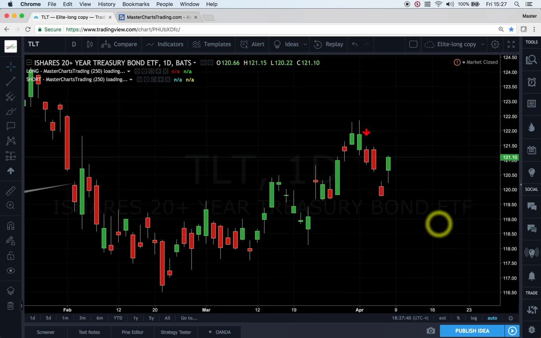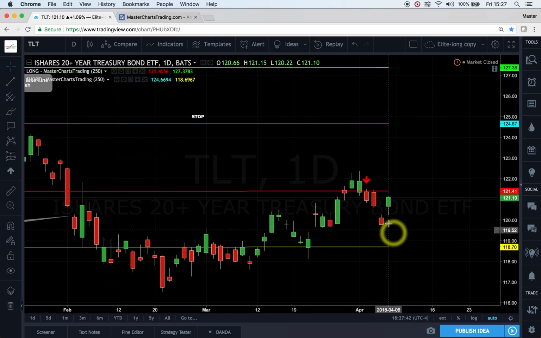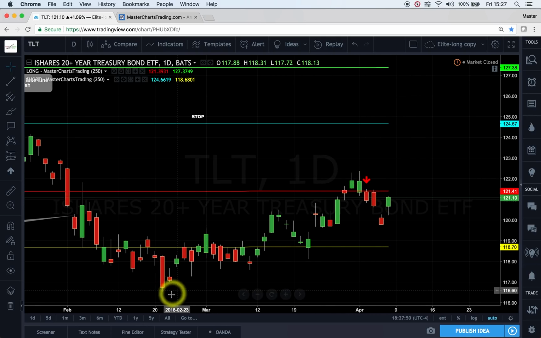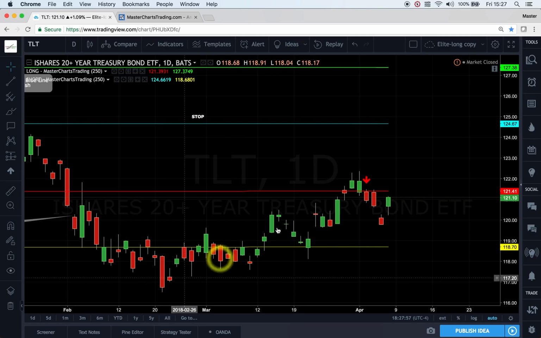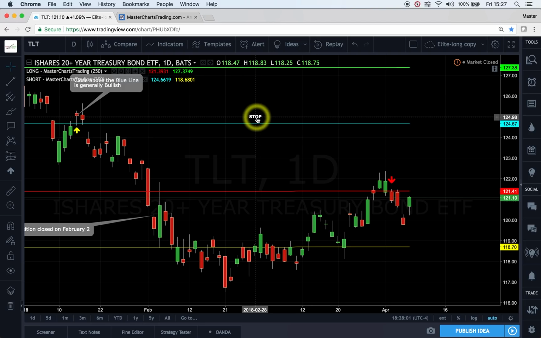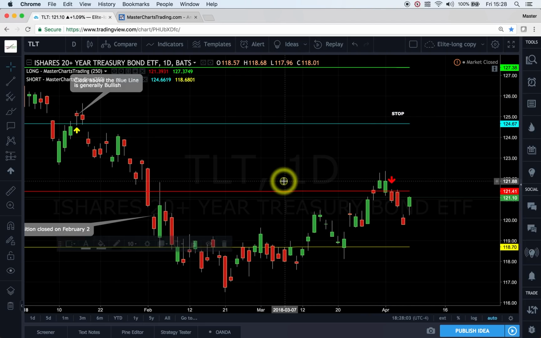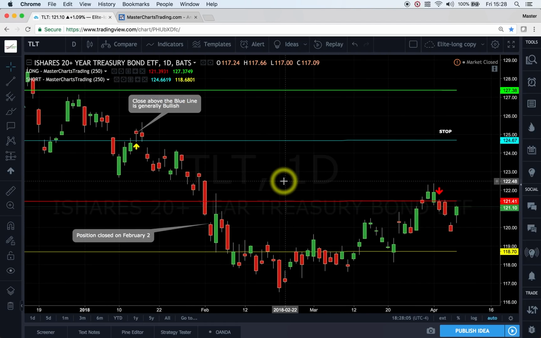Now, TLT, you can see here, it went in my favor. In other words, I shorted it here, but now it's really bouncing, and I wonder if maybe this run from the lows in late February is not yet done. Maybe we'll continue higher. If we do continue higher, then we'll look at the price action and act accordingly.